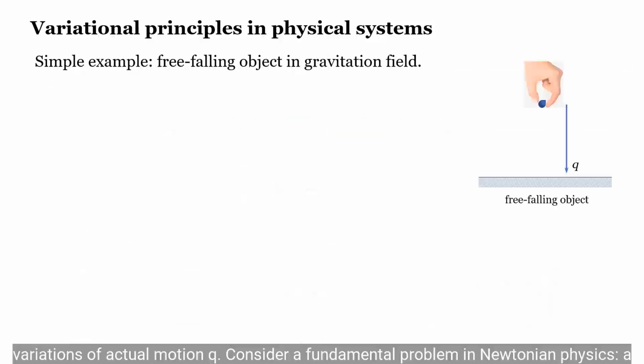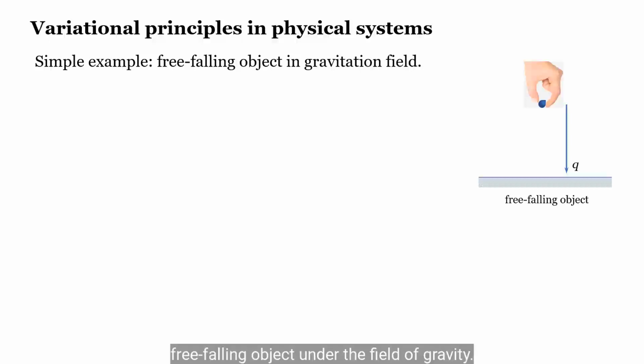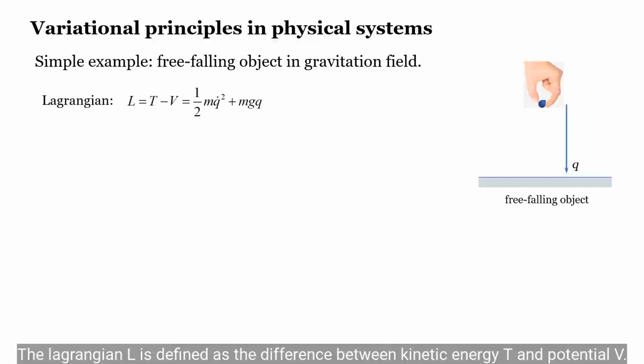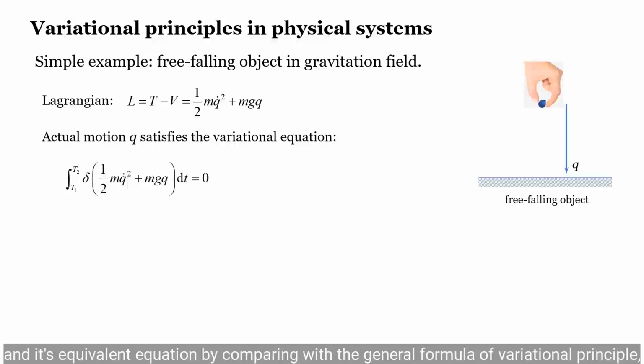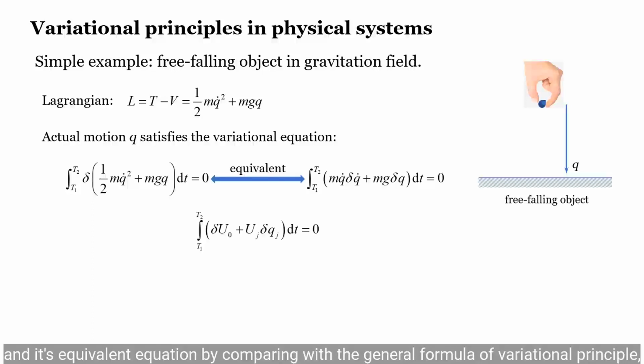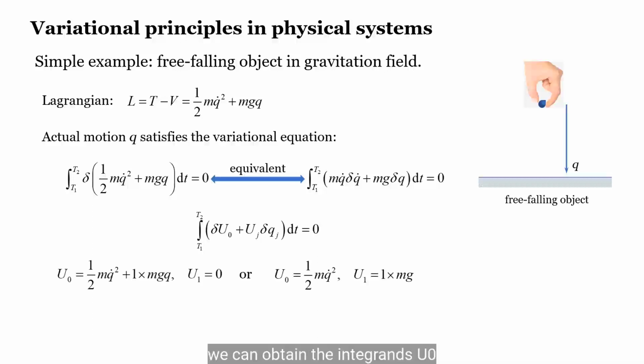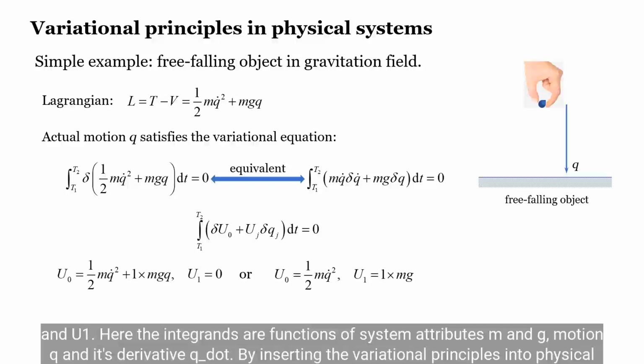Consider a fundamental problem in Newtonian physics, a free-falling object under the field of gravity. The Lagrangian L is defined as the difference between kinetic energy T and potential V. We can directly write the variational equation and its equivalent equation by comparing with the general formula of variational principle. We can obtain the integrands U0 and U1. Here, the integrands are functions of system attributes M and G, motion Q, and its derivative Q-dot.